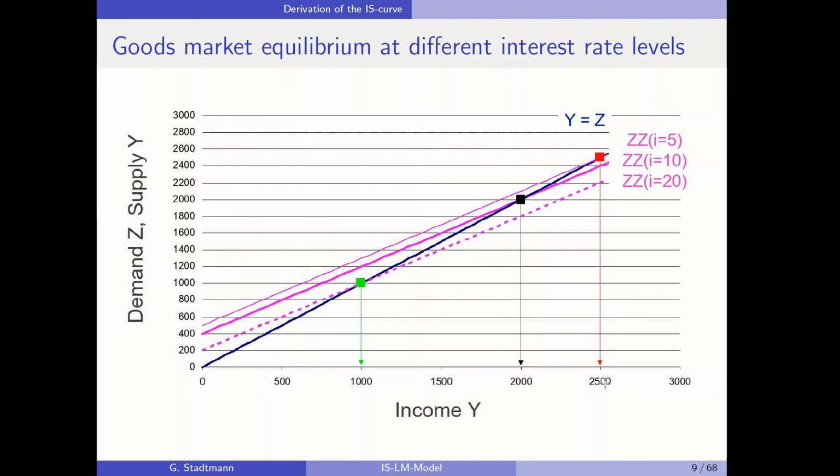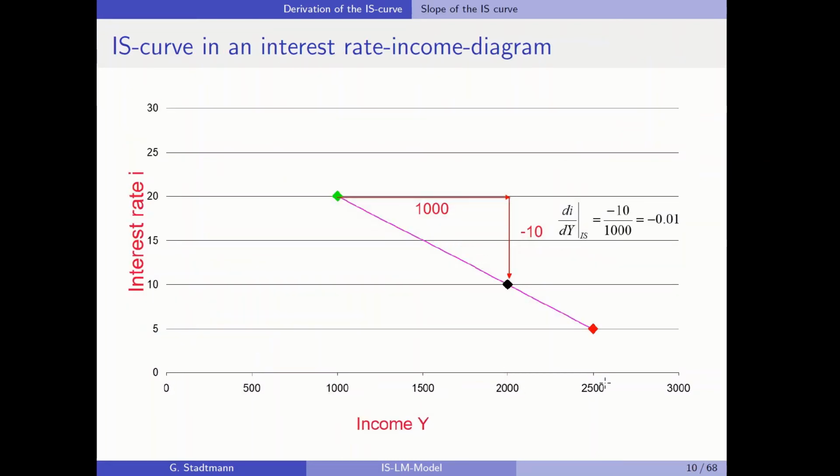Now I would like to take these 3 different points and insert them in this diagram, where we have the interest rate on the vertical axis and the income level on the horizontal axis. So now it is clear why this is the black, red, and green scenario. When we combine these 3 dots, we have inserted the first IS curve in this diagram.